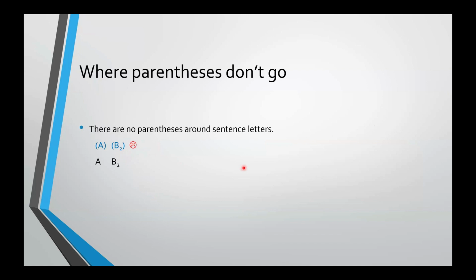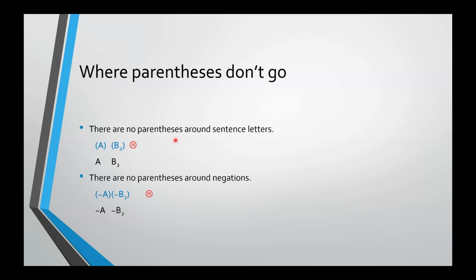Okay, where the parentheses don't go: they don't go around sentence letters. There are never parentheses around sentence letters. There are no parentheses around negations. And it's not just negated sentence letters. If you have a complicated sentence like J and B, that will have parentheses around it, and then the negation will be in front of those parentheses, but then you don't have another set of parentheses outside of the negation symbol. The negation itself does not have parentheses around it.